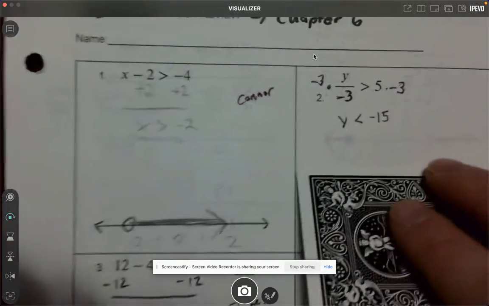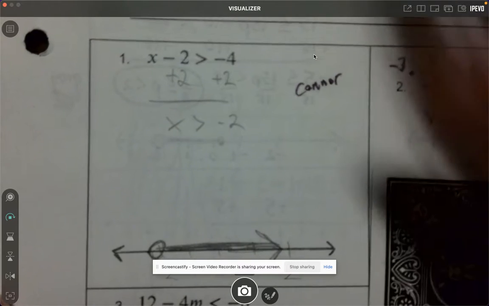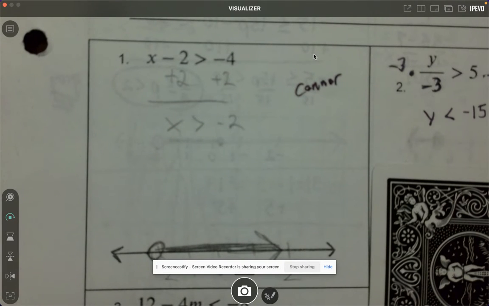So we'll go through these the best we can. Let me see if I can adjust the brightness. That might help a little bit. It's a little better.